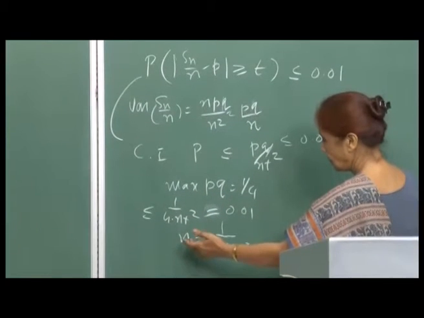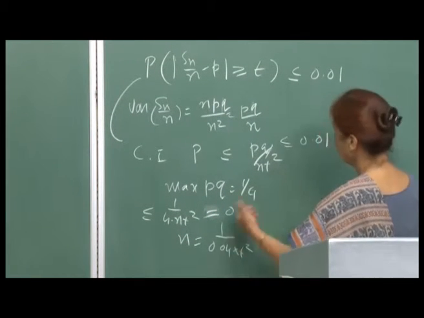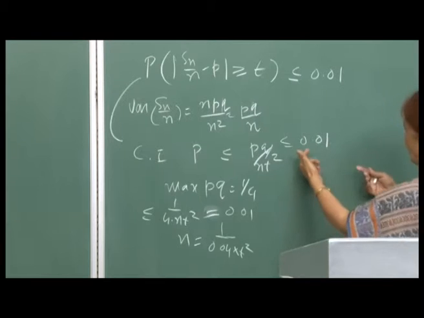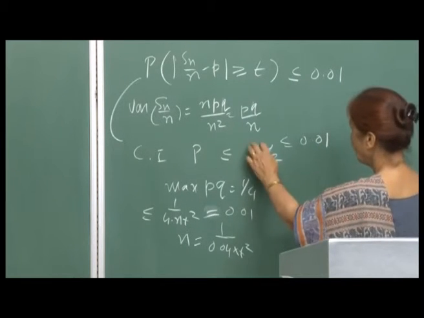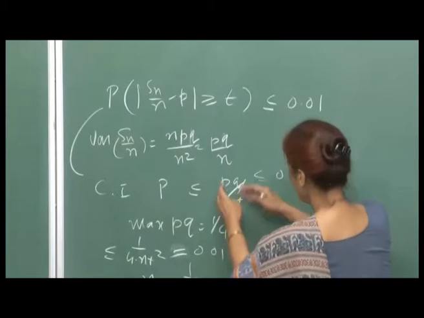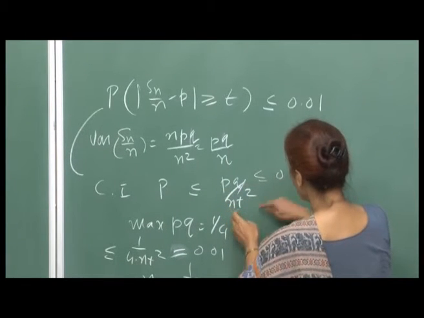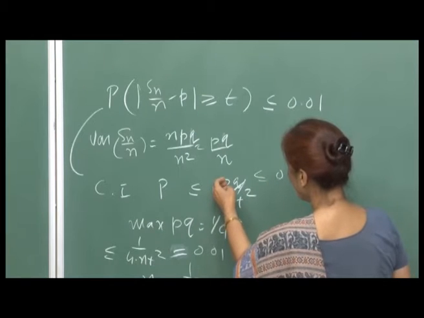So, now that means for n greater than or equal to this, the probability will always be less than or equal to 0.01. Can you see that? Here I am writing the maximum value, and 1 upon 4 n t squared is less than this, so n would be greater than or equal to this.